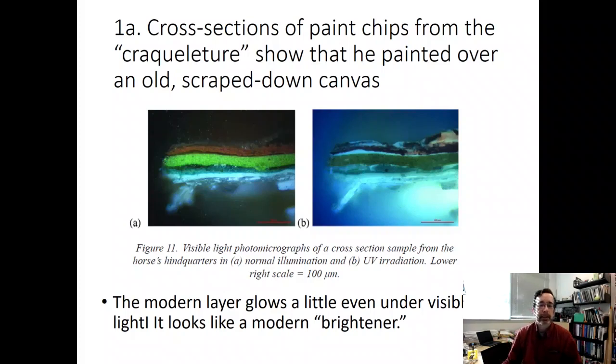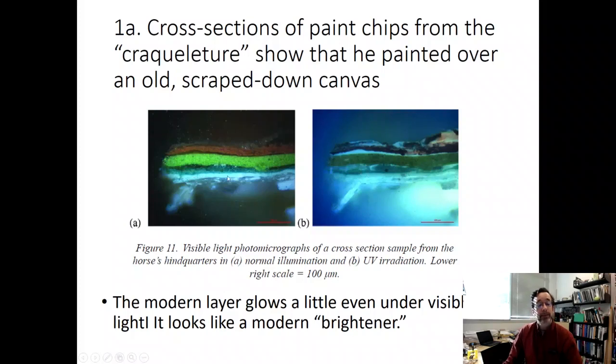The last thing that they did, I believe this is the last thing, they took a paint chip from the cracked part, the craquelure, or whatever they call it in French. I can't speak French, so I shouldn't try. But if you look at this, you see that UV irradiation makes this glow really brightly. And there's a modern layer that's glowing under visible light that looks like a modern brightener. So again, it shows that you see this bright glowing white layer, the one that I'm showing right here.